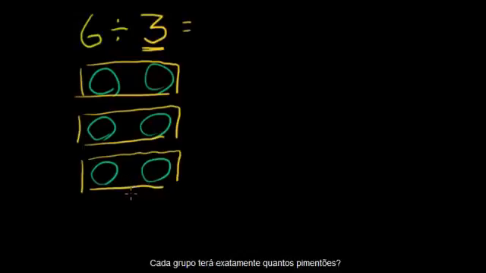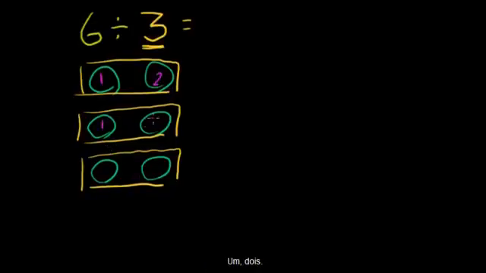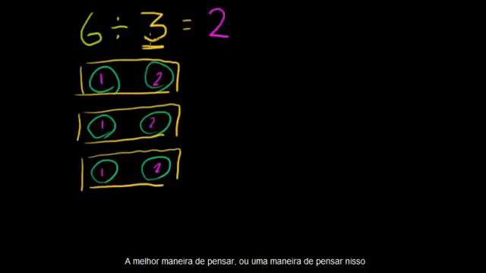And then each group will have exactly how many bell peppers? They'll have 1, 2, 1, 2, 1, 2 bell peppers. So 6 divided by 3 is equal to 2. So the best way, or one way to think about it, is that you divided the 6 into 3 groups.